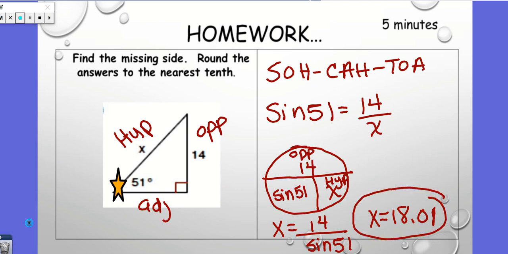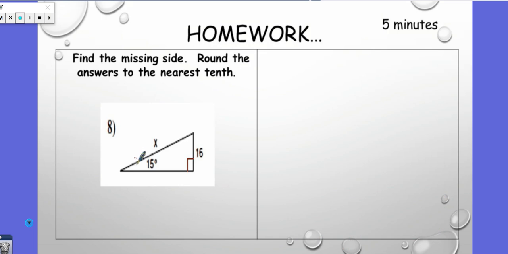Okay, let's go to the next one. It says find the missing side right there. Oh my goodness. So we're supposed to be rounding these to the nearest tenth. So I haven't been completely following instructions, guys. So we're going to round to the nearest tenth.